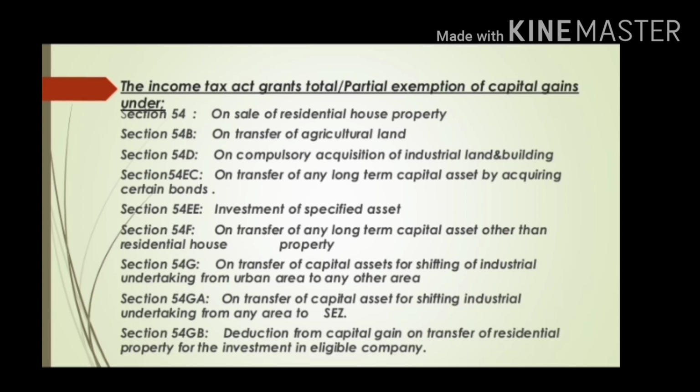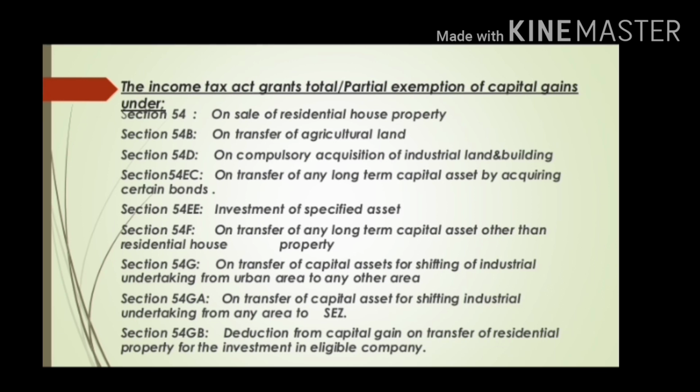The Income Tax Act grants total or partial exemption of capital gains under the following sections. So keep an eye on them. Section 54, we are going to discuss exemption from capital gains on the sale of residential house property. Section 54B, exemption from capital gains on transfer of agricultural land. Section 54D, on compulsory acquisition of industrial land and building.